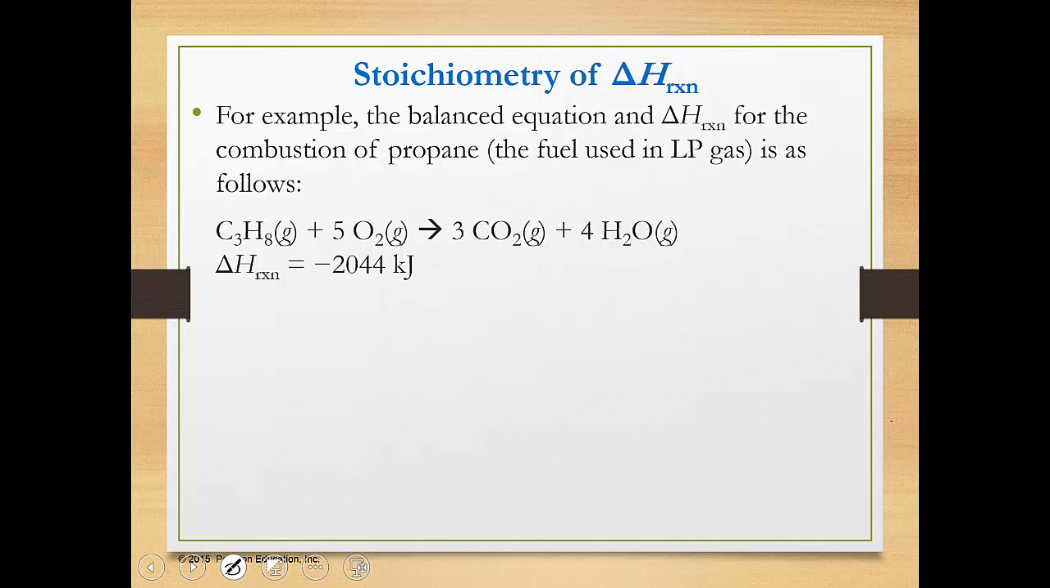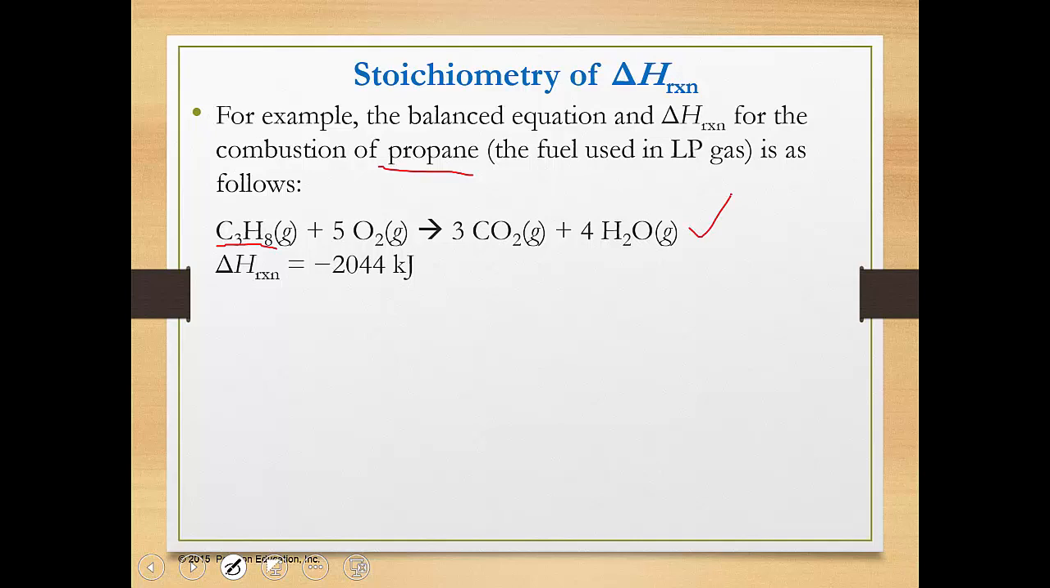Let's look at an example of this. Let's take the combustion of propane, which is in LP gas. Okay, so C3H8, and for this one, we need 5 moles of oxygen for every 1 mole of propane. We produce 3 moles of carbon dioxide and 4 moles of water. Okay, so take a minute, check and make sure that you have a balanced equation. So carbon balances on both sides. We've got 8 hydrogens on the left, and 4 times 2 is 8 on the right. 5 times 2, we've got 10 oxygen on the left. 3 times 2, we've got 6, plus 4, 10 on the right.